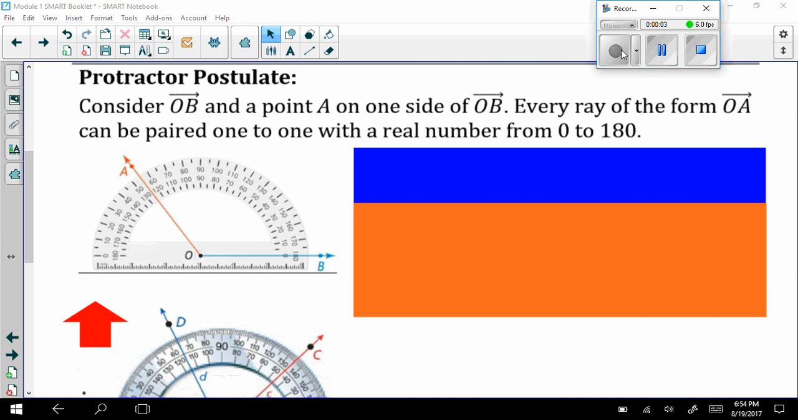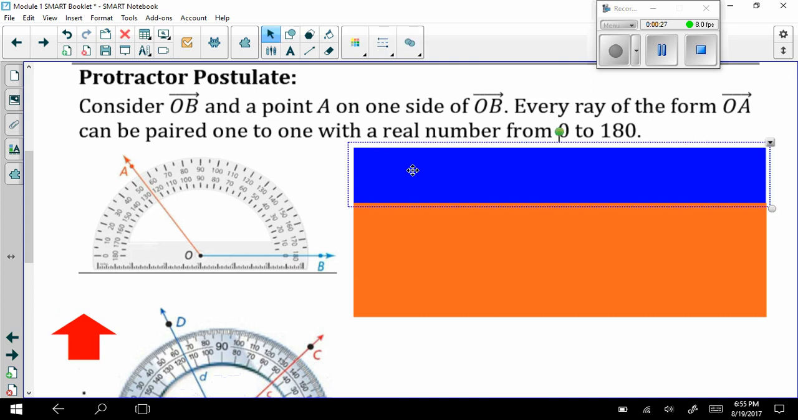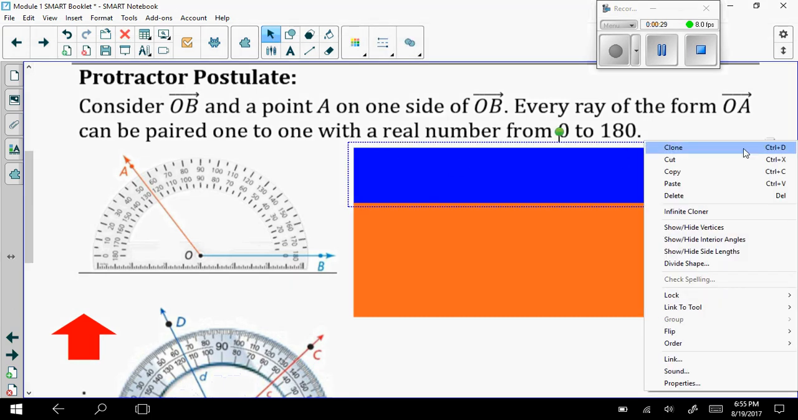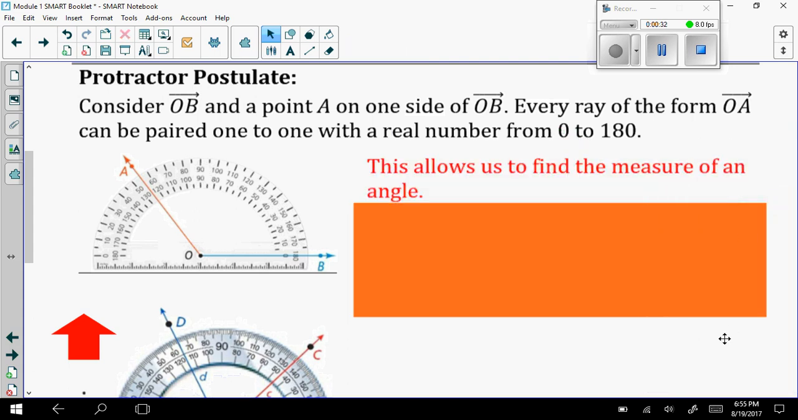In this video, we are going to talk about some of our angle postulates and our first theorem. So our first one is our protractor postulate. Consider the ray OB and a point A on one side of OB. Every ray of the form OA can be paired one-to-one with a real number from 0 to 180. Notice on my picture here, I've got it on a protractor, and that is because what I'm actually doing is using that to find the measure of an angle. So our protractor postulate just allows us to find that measurement.